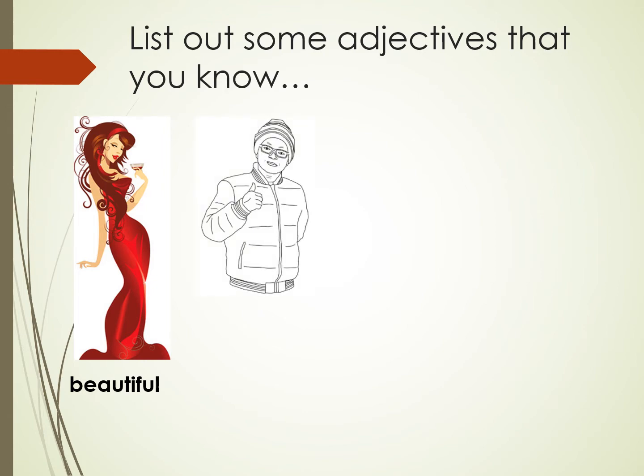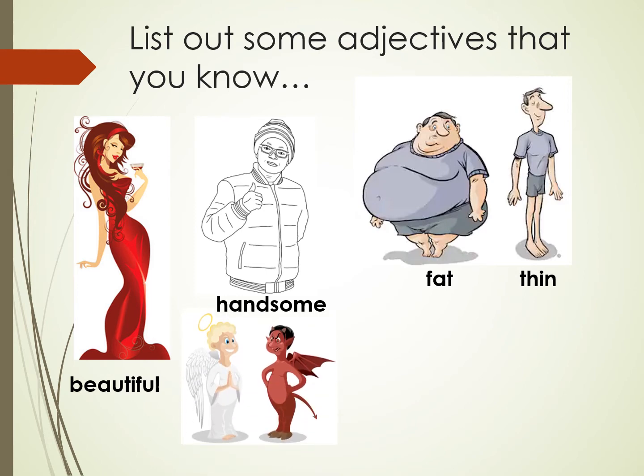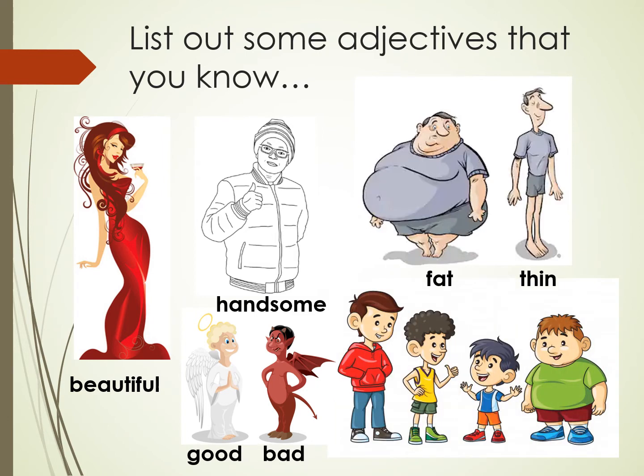Next. Okay, what about this man? What adjective would you use? Handsome, that's right. Next. Okay, between these two people, by looking at the outlook, how would you describe them? Fat and thin. Next. This one, the angel and the devil. Good and bad. Next. Okay, among these four boys, how would you describe them? Tall and short. Yes, that's right.